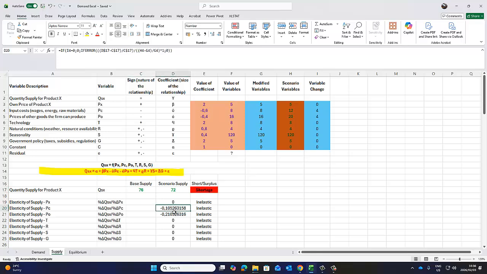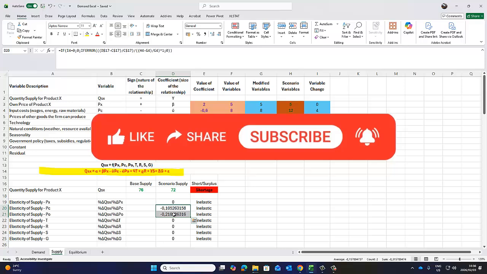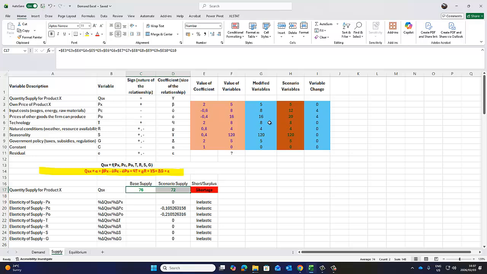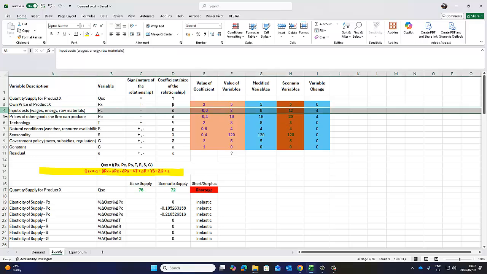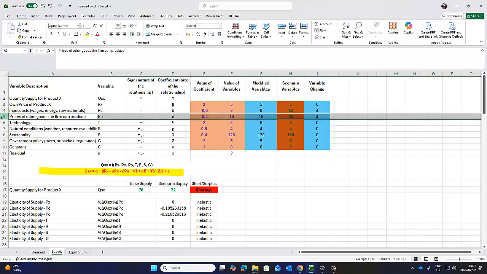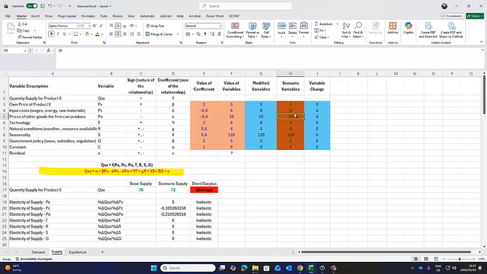But I can't do the interpretation of the elasticities because I don't know how much of that amount is influenced by input cost or how much is influenced by the price of other items. Okay, so for elasticity, I have to do them individually. Ceteris paribus, remember the ceteris paribus rule when I do my elasticities.